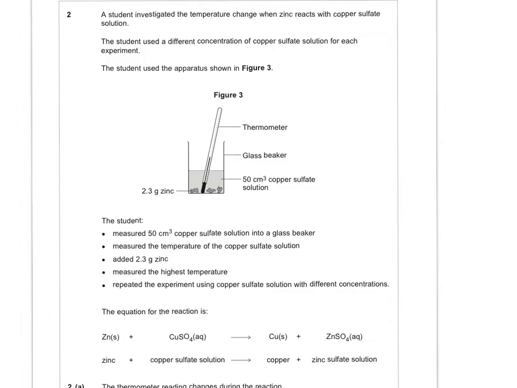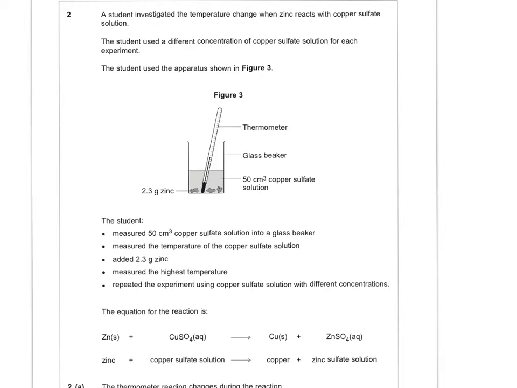Question 2. A student investigated the temperature change when zinc reacts with copper sulfate solution. The student used a different concentration of copper sulfate solution for each experiment. The student used the apparatus shown in figure 3. So you've got a thermometer, glass beaker, copper sulfate solution, and in there you've got some zinc. The student measured 50 centimetre cubed of copper sulfate solution into a glass beaker. He measured the temperature of the copper sulfate solution, added 2.3 grams of zinc and measured the highest temperature.